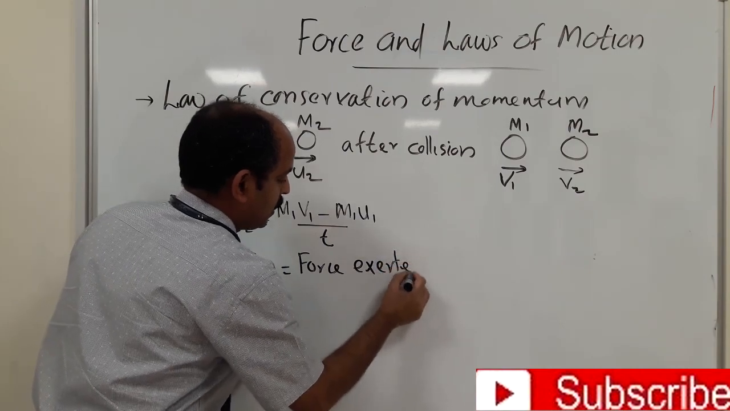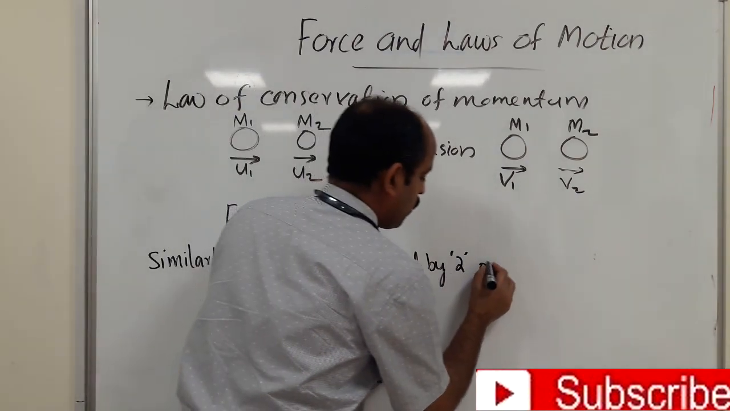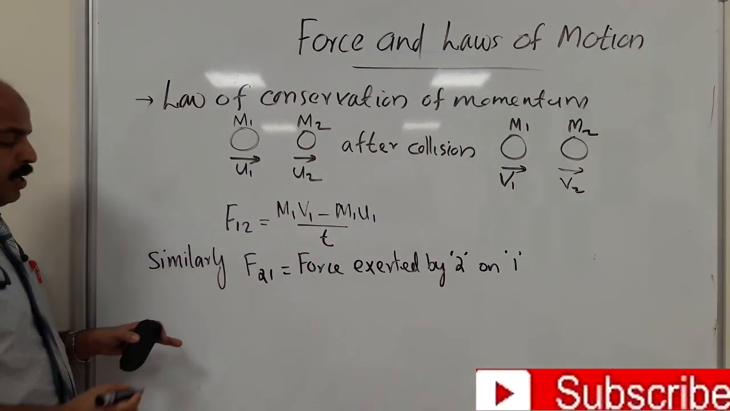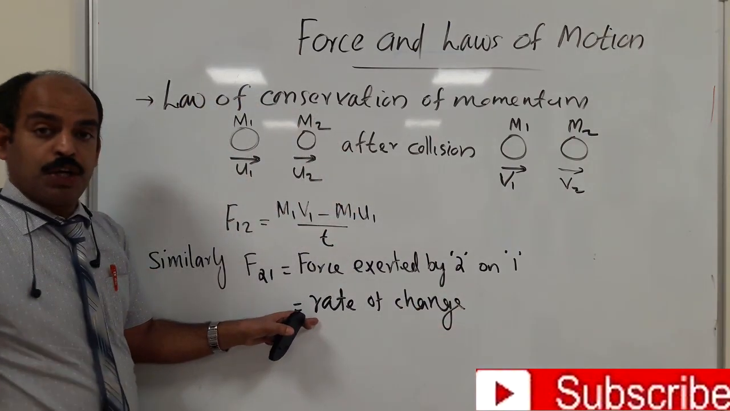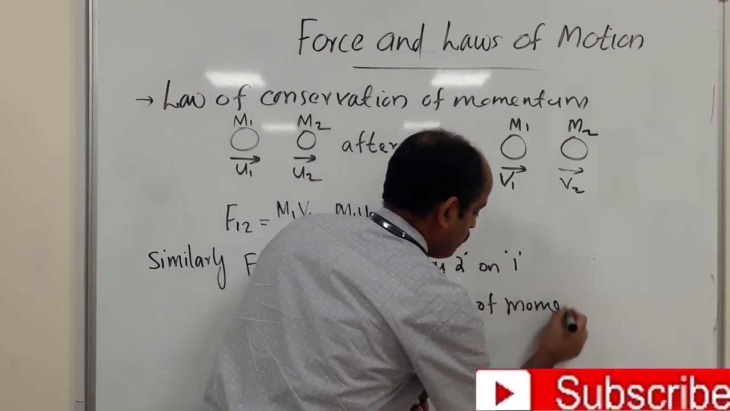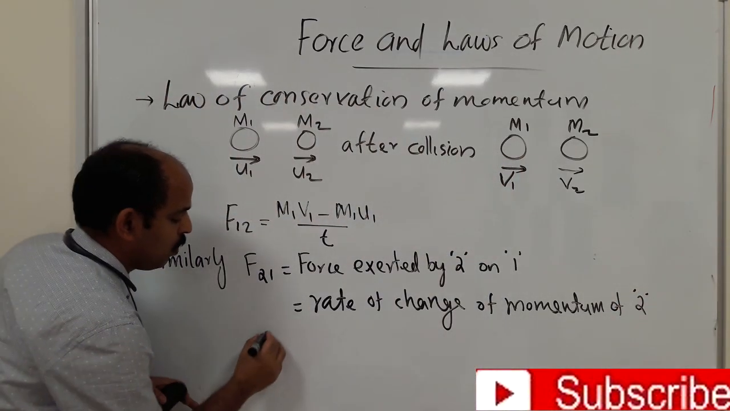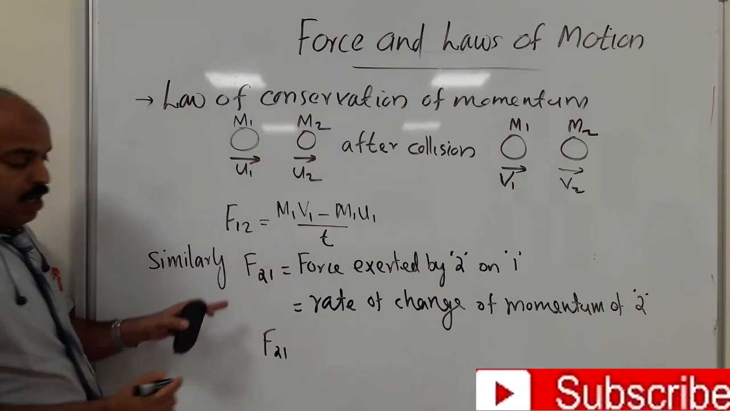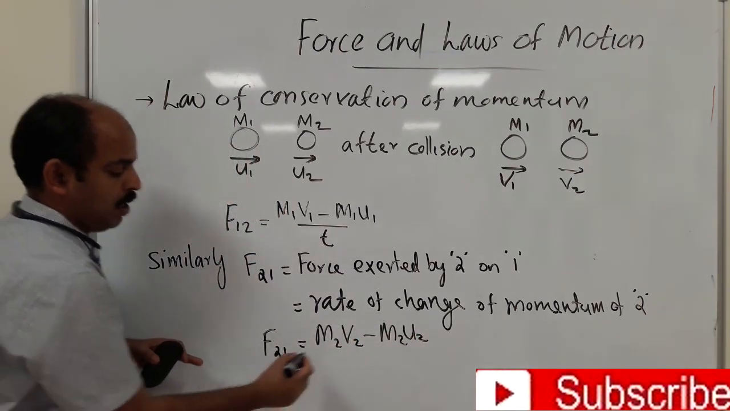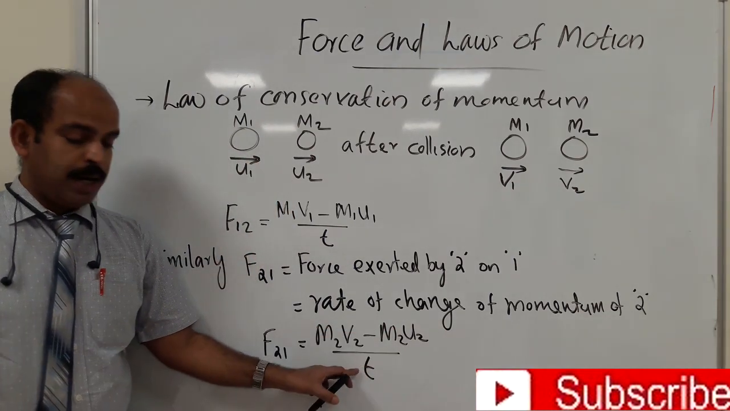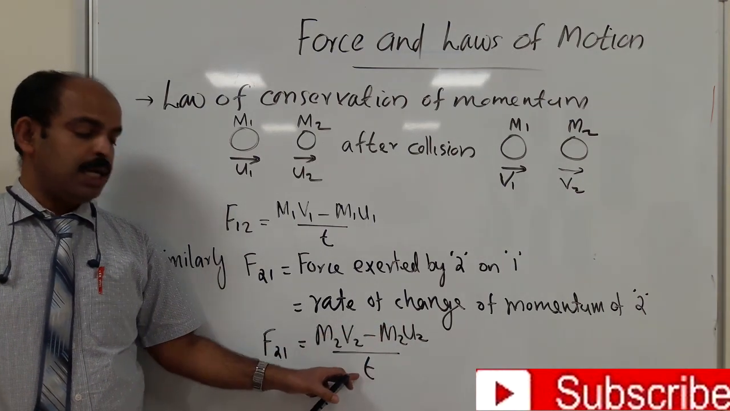Force exerted by 2. Similarly, F21 means force exerted by 2 on 1. That is equal to the rate of change of momentum of 2. So F21 is equal to m2 v2 minus m2 u2, divided by t. So the change in momentum divided by time. So F21 is equal to m2 v2 minus m2 u2 divided by t.